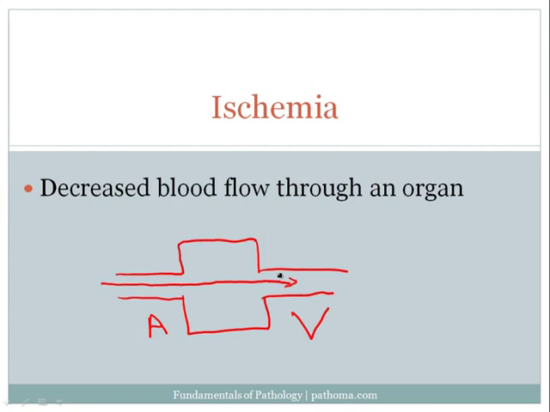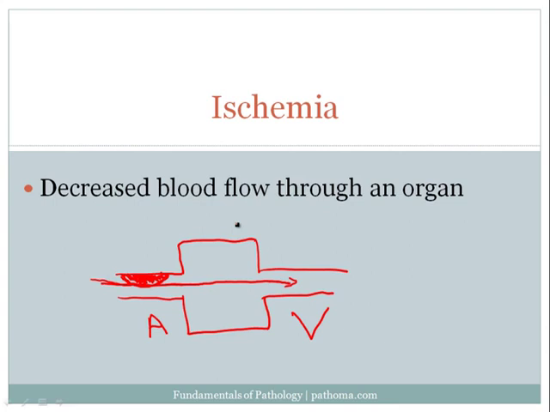And ischemia can occur in two ways. The first way, well, actually there's three ways, but two very common ways. The first way would be for there to be a block in the arterial flow into the organ. So if there's a block in the arterial flow, for example, atherosclerosis, that would decrease the blood flow going through the organ, which would then result in ischemia within this organ.